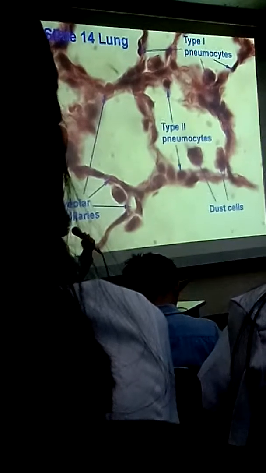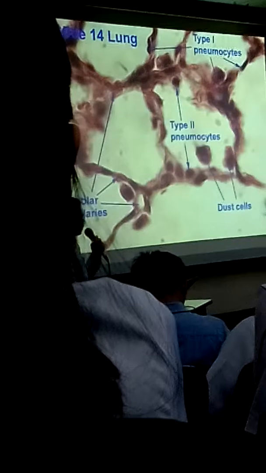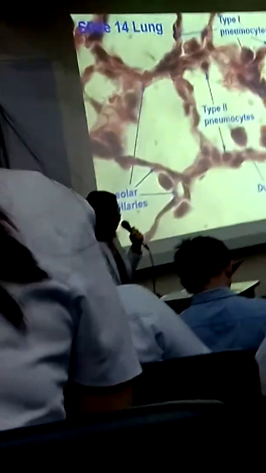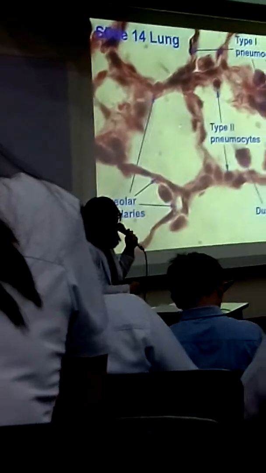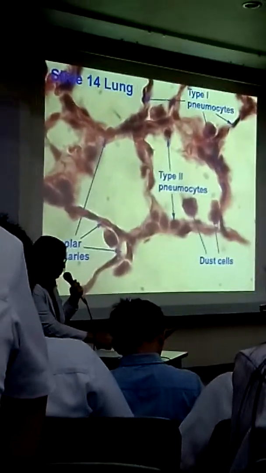What is a dust cell? It is an alveolar macrophage. So it removes the inhaled particulate matter in the alveoli as well as diseased RBCs from the septum.